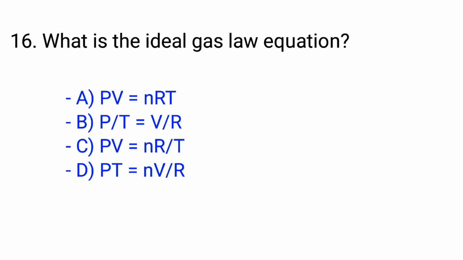Question number 16. What is the ideal gas law equation? Option A PV is equal to nRT, B P divided by T is equal to V divided by n, C PV is equal to nR divided by T, D PT is equal to nV divided by R. The correct option is option A. PV is equal to nRT.